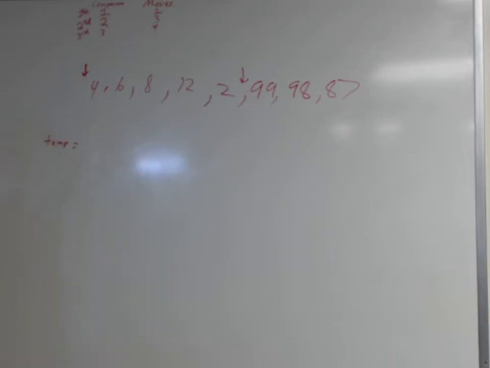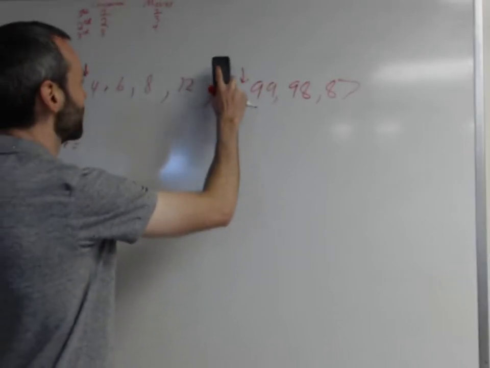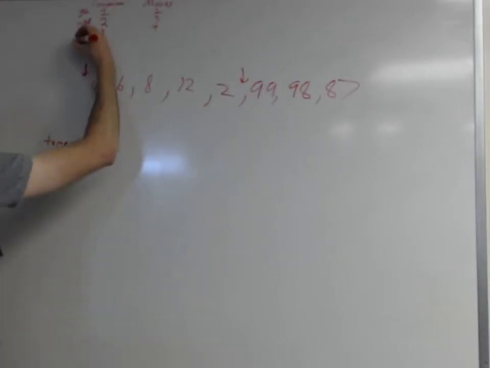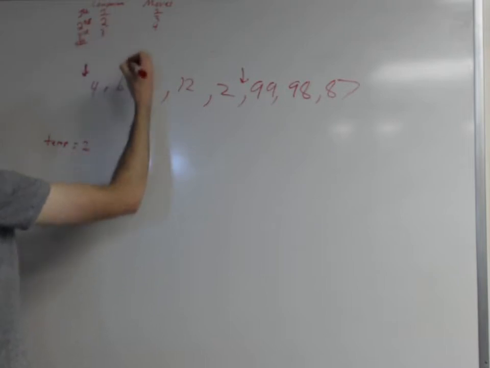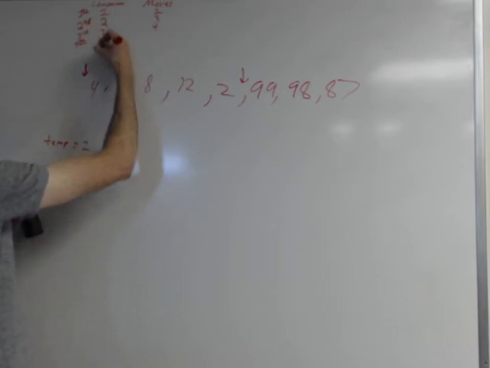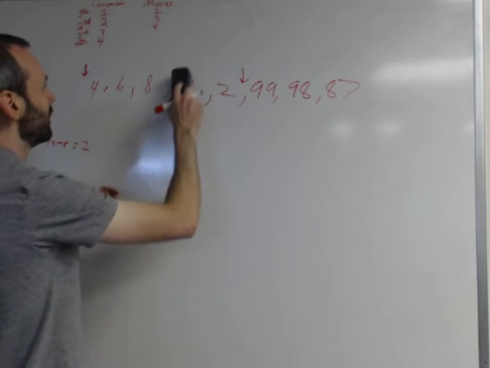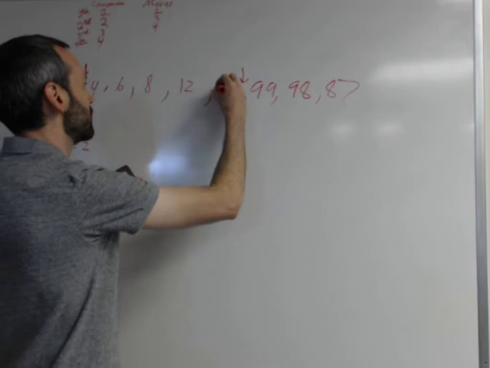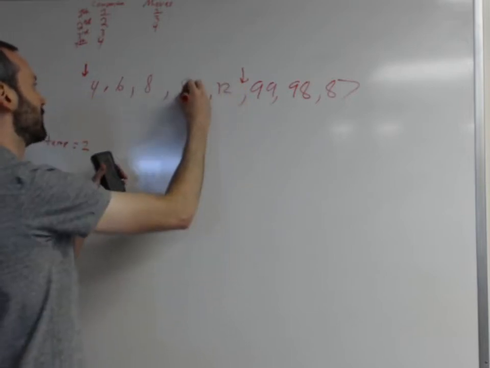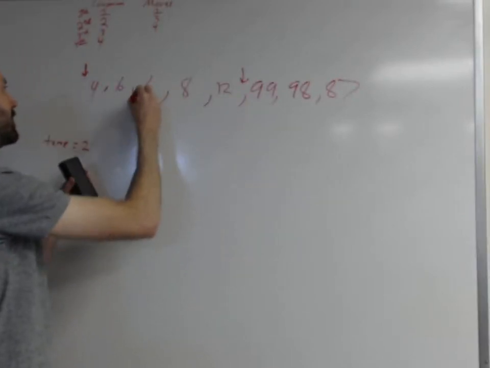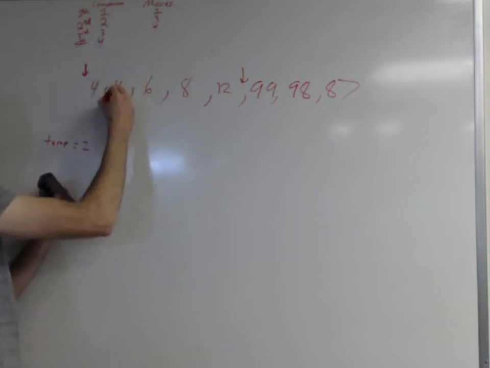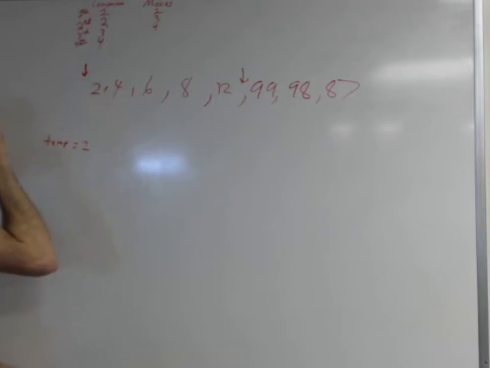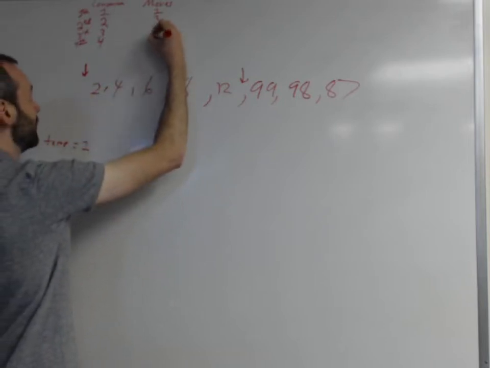Is the 2 in the right location? No. All right. So where does the 2 need to go? At the beginning. How many comparisons do we have to do? A lot. 4. All right. So we move the 2 over. We're erasing the 2, putting a 12, erasing the 12, putting an 8, erasing the 8, putting a 6, erasing the 6, putting a 4, and then this 2 is going to overwrite that 4. How many moves did we do? 5.